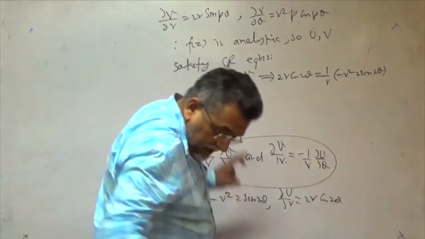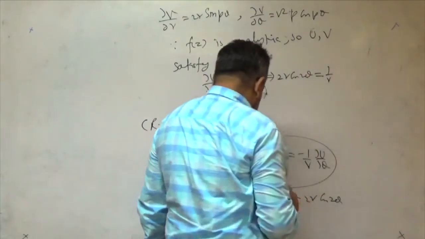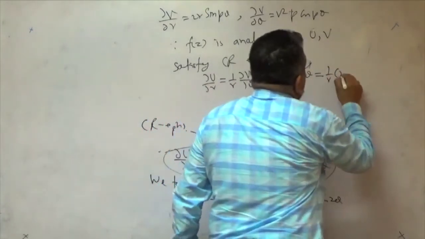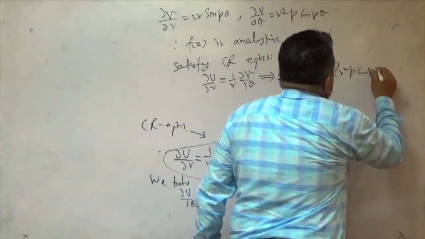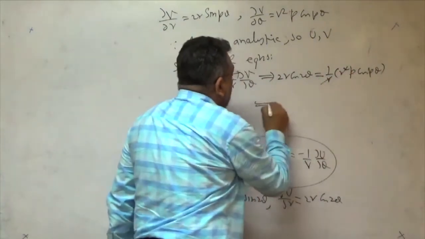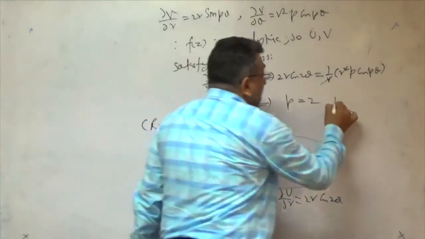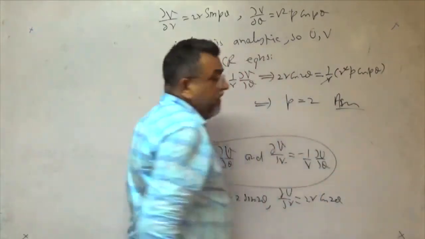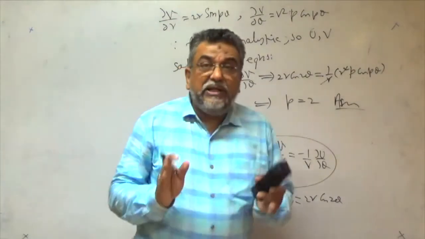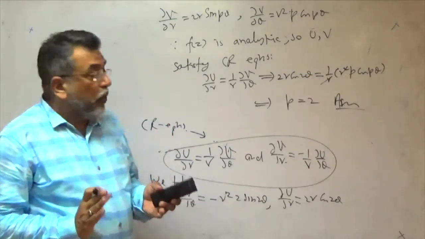Then del v by del theta is, del v by del theta is 1 upon r, that is r² p cos pθ, right? r is cancelled out. If you compare it, we get p equal to 2. That is your answer. That is the value of p if the given function is analytic. And this is the method to check the analyticity if the given complex function is in polar form.